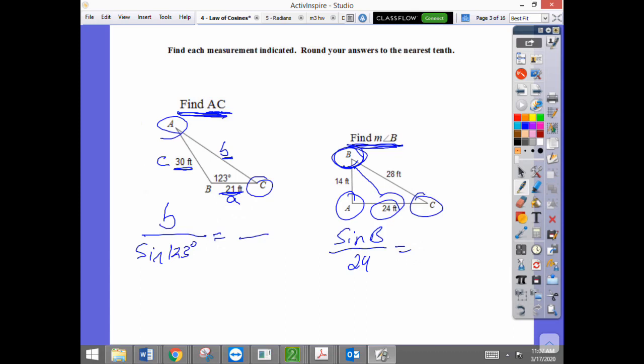If you notice right here, we have a side, we have an angle, and we have a side. So we have what is called a side angle side situation. And right here, I know all three sides and nothing about the angles. So I have what is called a side, side, side situation. If we have those two different kinds of situations, we cannot use the law of sines. We've got to use what is called the law of cosines.